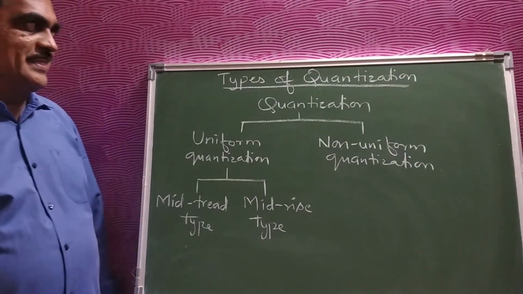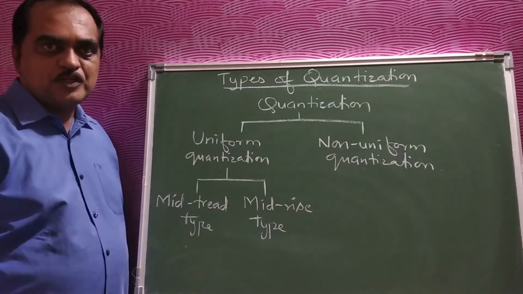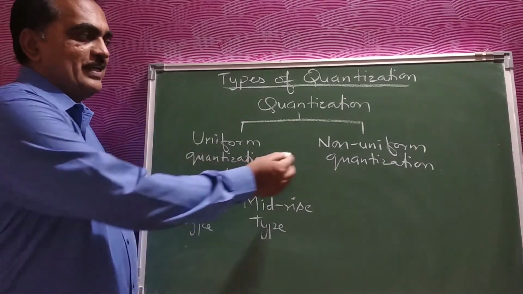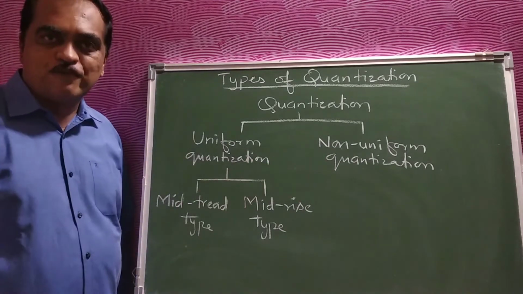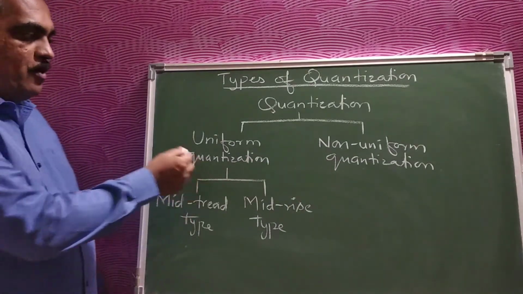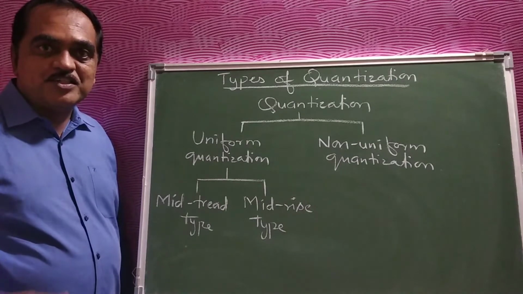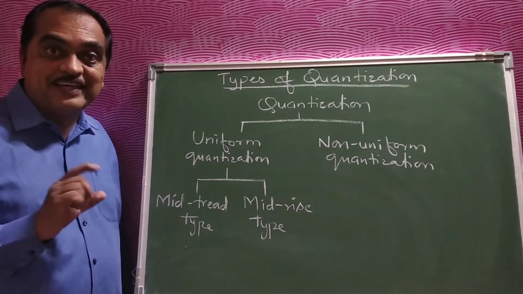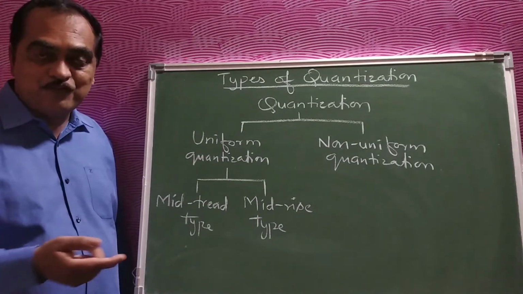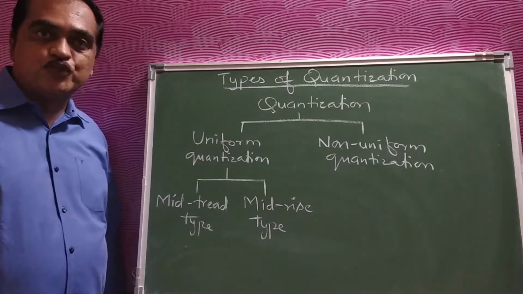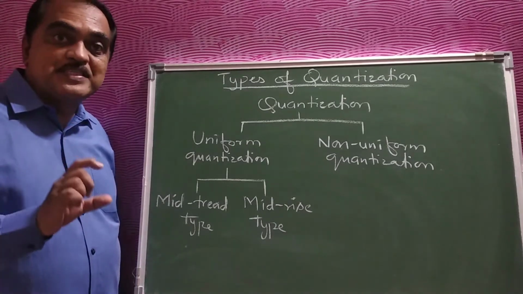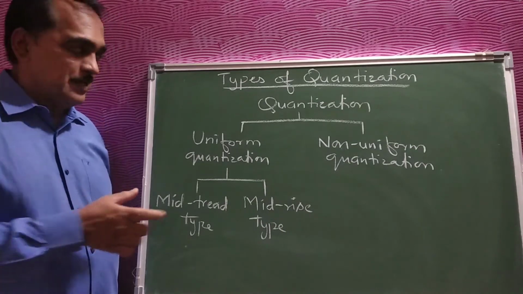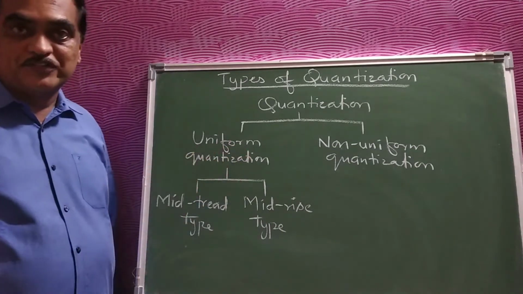Now students, we will see types of quantization. Basically there are two types. One is called uniform quantization and the other one is called non-uniform quantization. In uniform quantization, the spacing between the quantization levels will be the same. As we have seen in our last diagram also, when we quantized, the spacing between the levels was the same. If the spacing between the levels is the same, then it will be called uniform quantization.